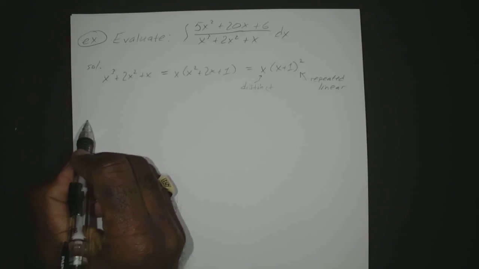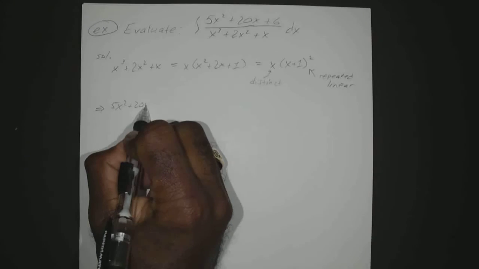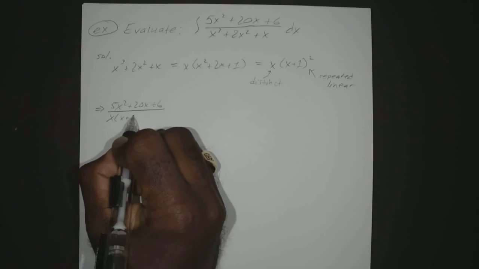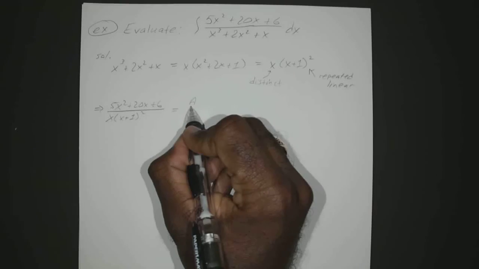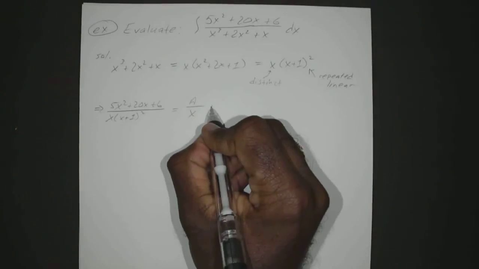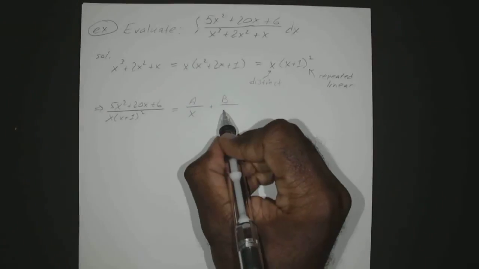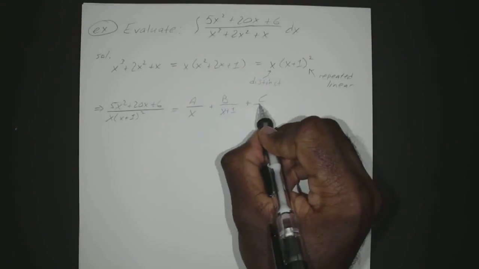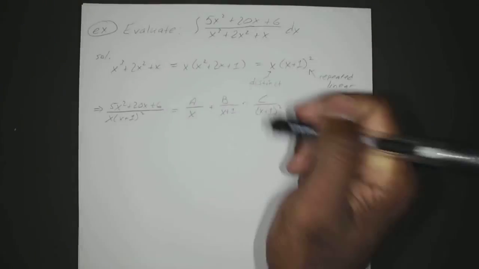So that means 5x squared plus 20x plus 6 over x times x plus 1 squared. You will start off with your A over x because it's distinct. It gets its own A. Plus B over x plus 1 plus C over x plus 1 squared. Let me clean that plus sign up a little bit.